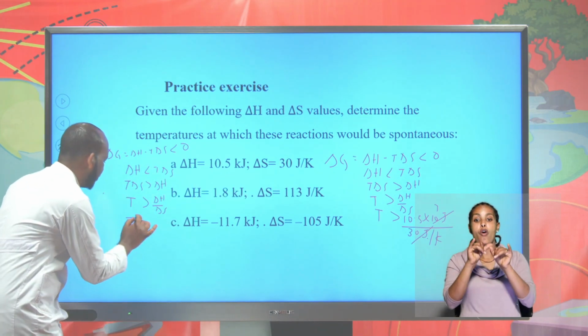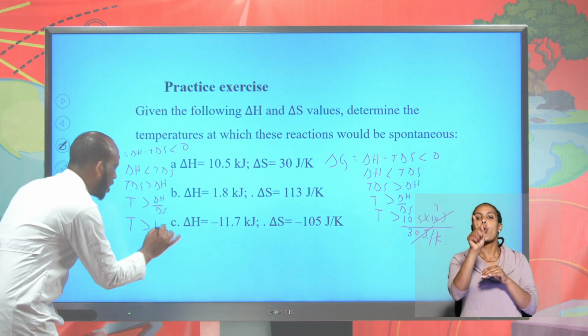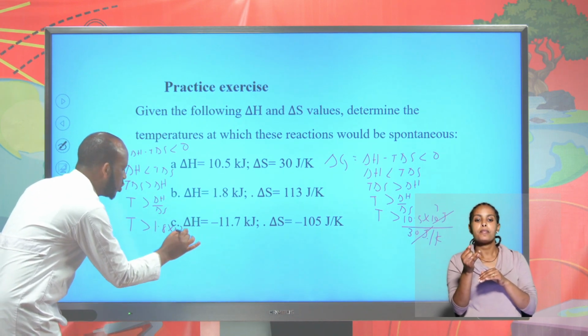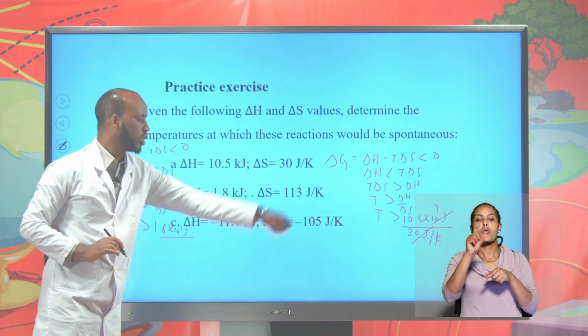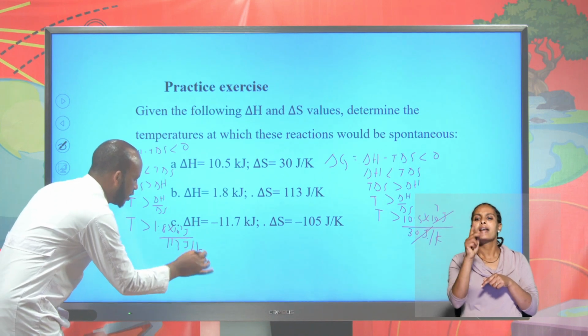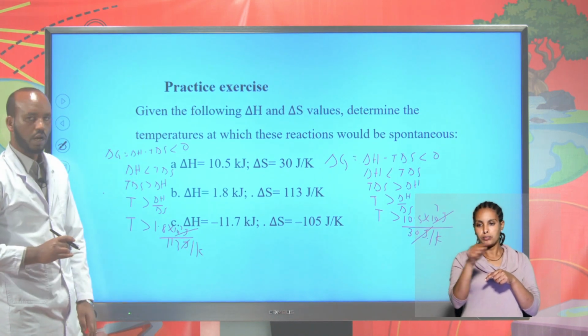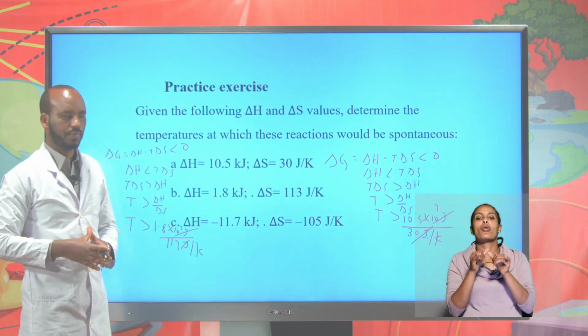For T greater than delta H, which is 1.8 kilojoule, 1.8 times 10 raised to 3 joule, divided by delta S, which is 113 joule per Kelvin. Joule will be cancelled by joule. For T greater than this value, this reaction would be spontaneous.